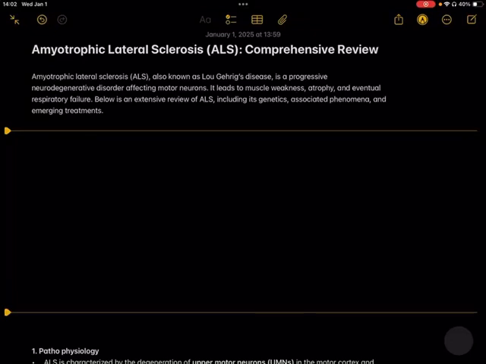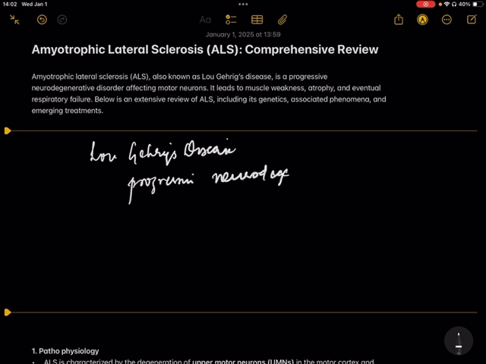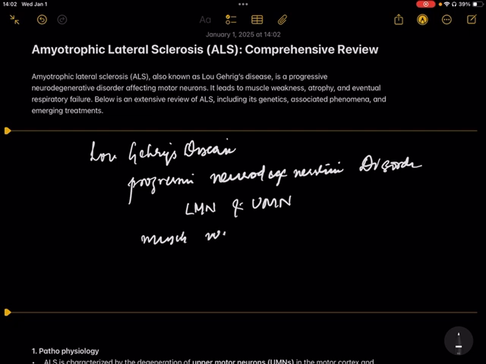We'll be discussing amyotrophic lateral sclerosis, otherwise known as Lou Gehrig's disease, which is a progressive neurodegenerative disease involving both upper motor neurons and lower motor neurons. So it results in muscle weakness, atrophy, and eventually leads to respiratory failure.